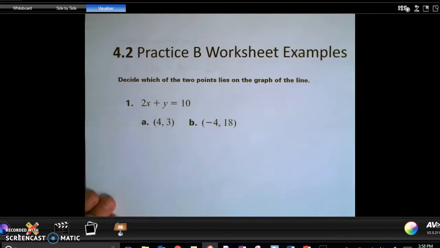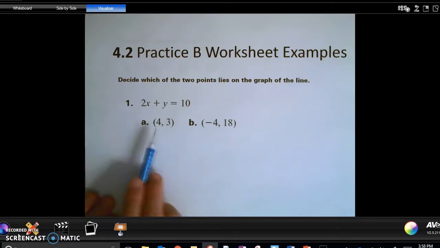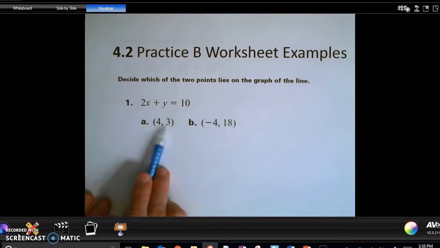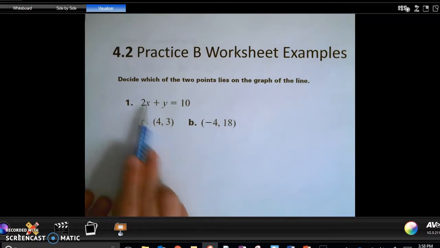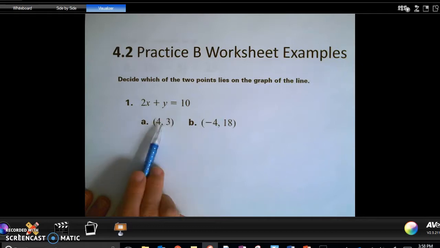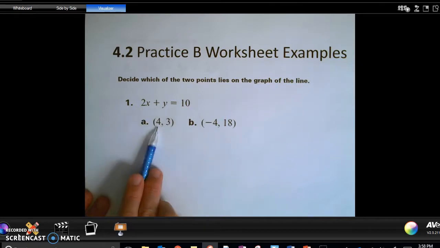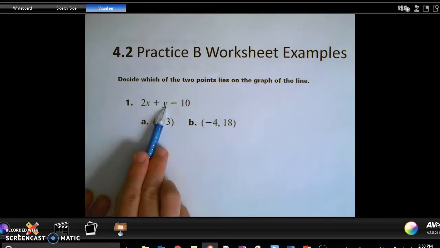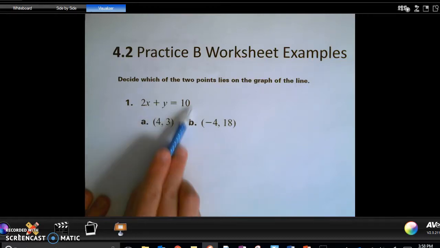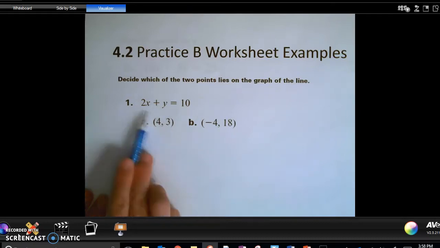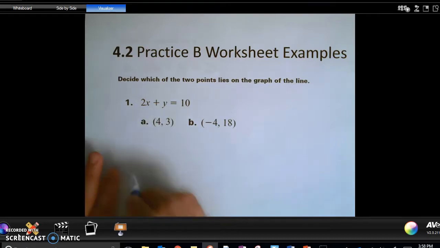If you have a question that says, decide which of the 2 points lies on the graph of the line, then what we're going to do is take our ordered pair, our x and y, and substitute these values into the equation. If it makes a true statement, then this is a point on this line. If this x value and this y value do not make a true statement here, then this point is not on this line. So let's check it out.